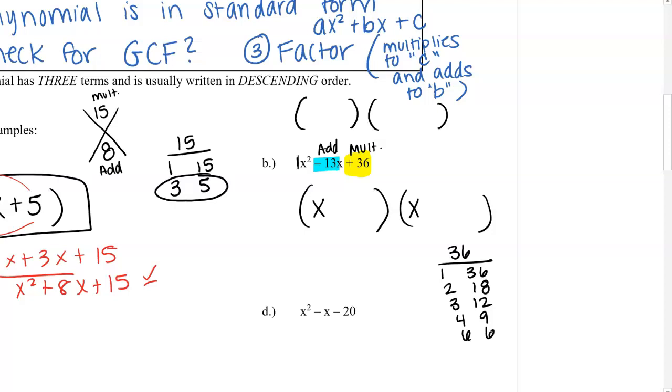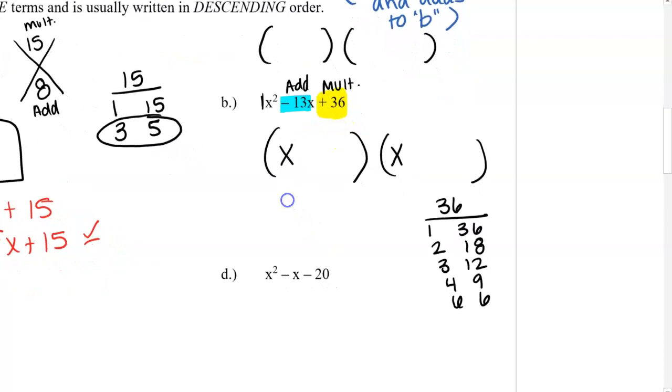When you're looking for something to multiply to a positive and add to a negative, I want you to think about the fact that you can only get a positive answer if you are multiplying 2 positive values or 2 negative values. So we know that if we're multiplying to a positive and adding to a negative, both of these signs are going to have to be negative. The only way we're going to multiply to a positive 36 and add to negative 13 is if we multiply 2 negative values.